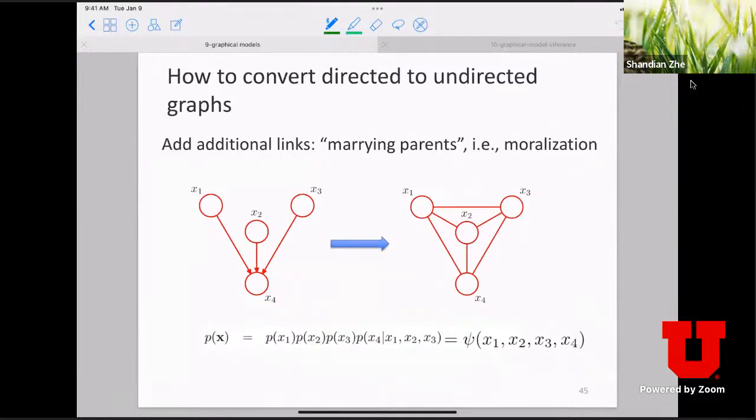For example, for this Bayesian network, we know it tells a joint distribution in this way, like P of x1 times P of x2 times P of x4 given x1, x2, x3. So that means from this conditional probability, we know that x1, x2, x3, x4 are coupled together, right? So they should belong to one potential function.